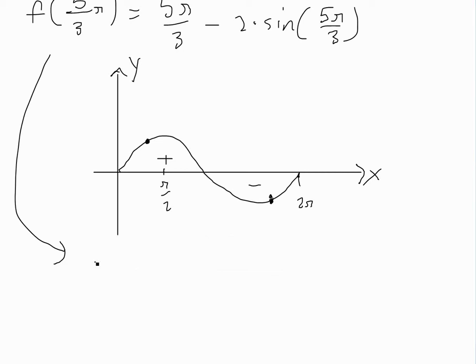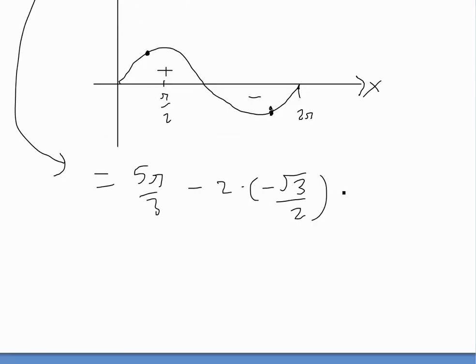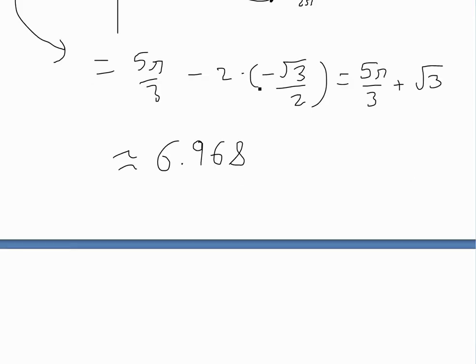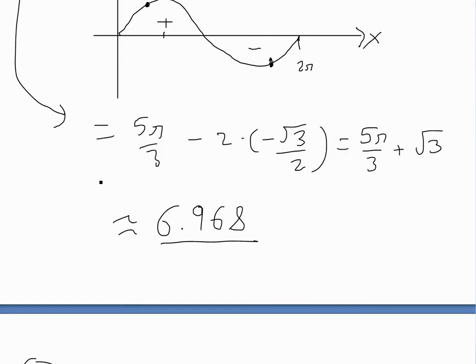So this equals 5 pi over 3 minus 2 times negative square root 3 over 2. That's the only difference here, it's going to be negative. So now this will be positive, and we get 5 pi over 3 plus square root of 3, since the 2's cancel. If you plug this into the calculator, you would get about 6.968 right here.